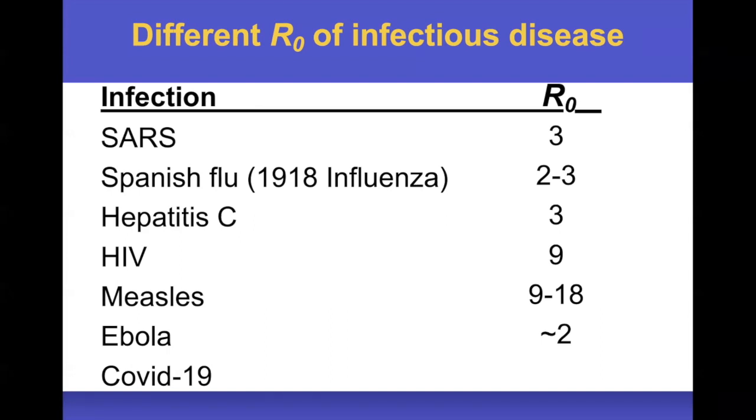And last but not least, COVID. I just changed it. I had a number there, but I put a question mark because it really depends on which variant you are. Originally it was seen as also around 3 or 4, something like this. But with the Omicron variant, it seems to be higher. So this is a very important factor to look at.